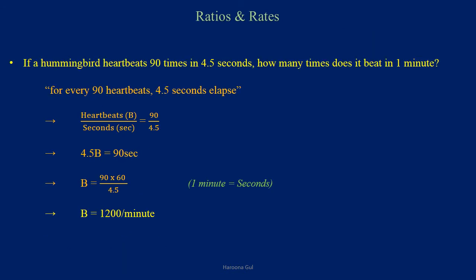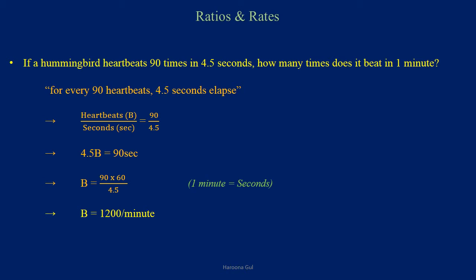Our next question says that if a hummingbird's heart beats 90 times in 4.5 seconds, how many times does it beat in 1 minute? The question is very simple. It has just a little twist, and that is to measure the number of heartbeats in 1 minute, right? And we've already been given the number of heartbeats in 4.5 seconds. So we're going to divide heartbeats by seconds, which is equal to 90 over 4.5. Now this is our equation, and we're going to build on our answer following the same equation, right?